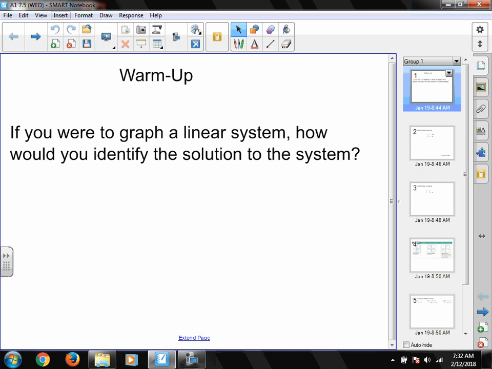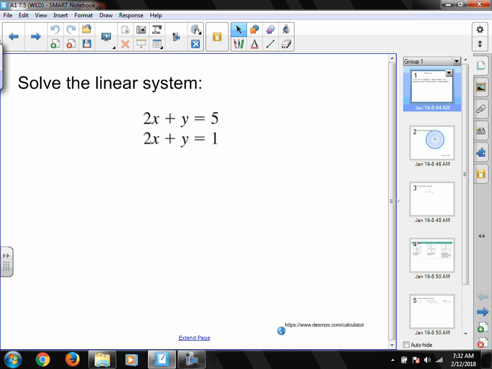Okay, hopefully when you took your second to think about that, you remembered that you were looking for when those lines crossed, that point where they crossed. So today, what we're going to do is take a look at this linear system here.